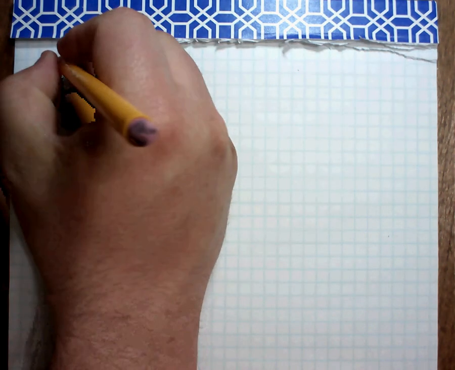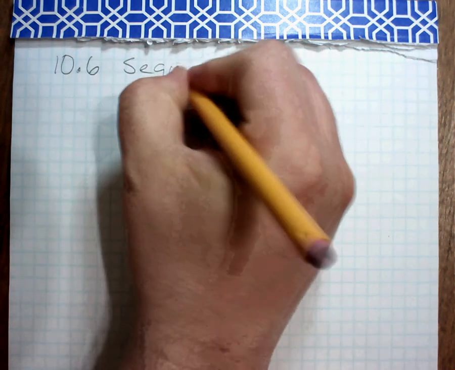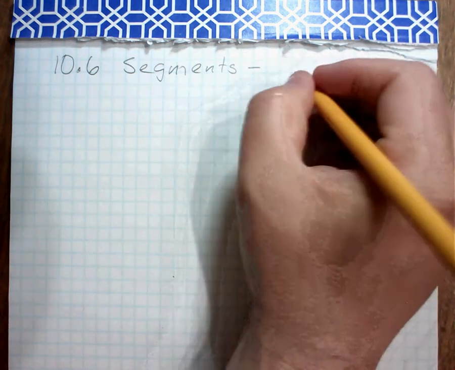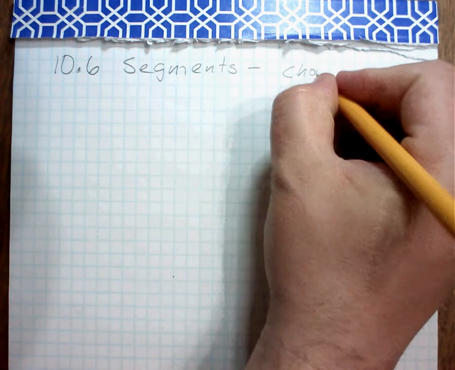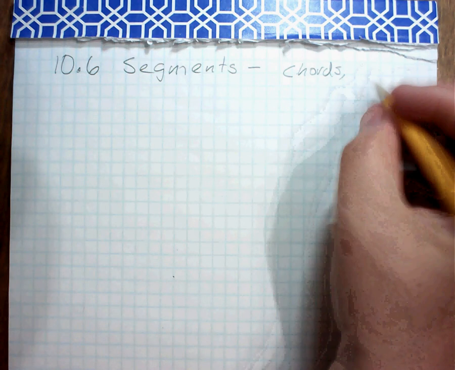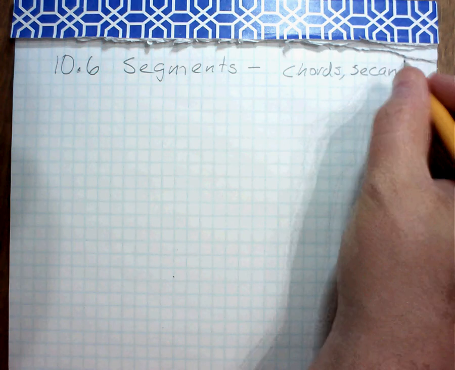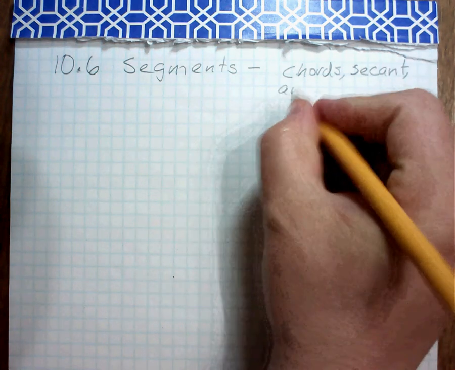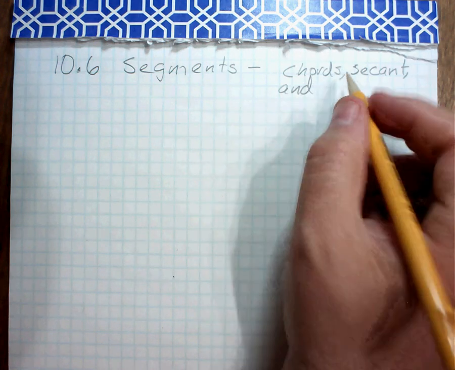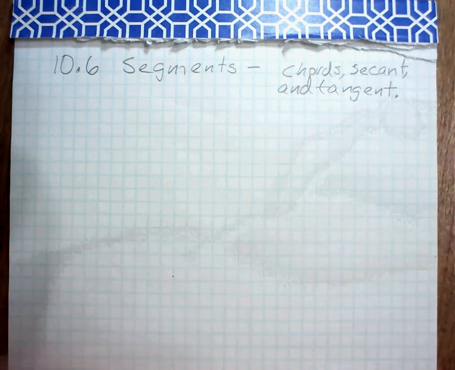Okay, so today we're going to focus on segment relationships. And remember that the segments are chords, and chords can be formed a number of ways, but chords can be formed by secants. A secant line, remember, crosses through the circle and intersects at 2 points, so that forms a chord. And then we're also going to talk about tangent lines. There are some properties that we can use. And so let's just jump right in.